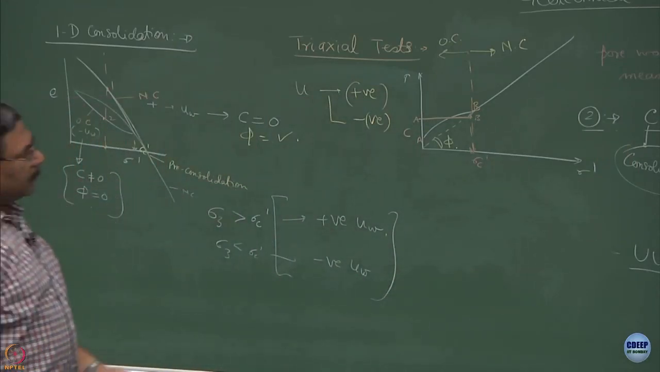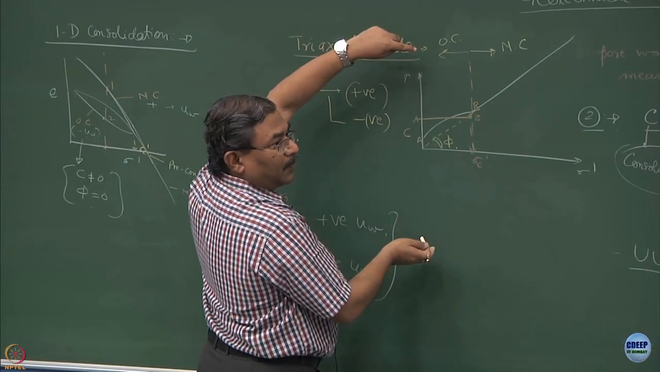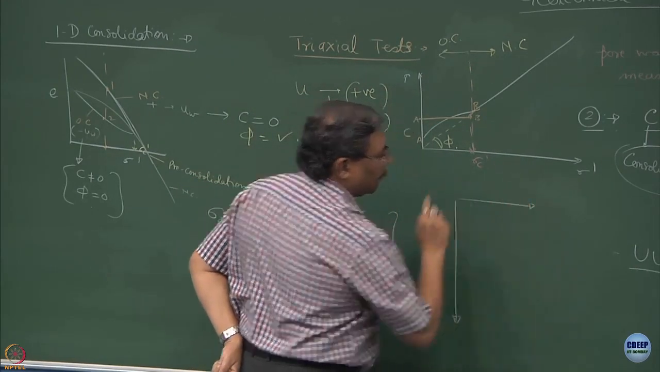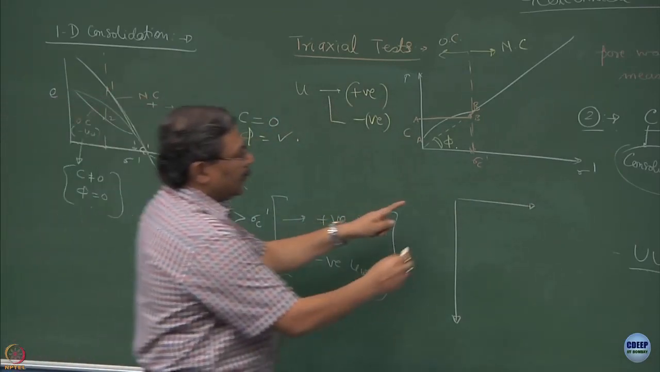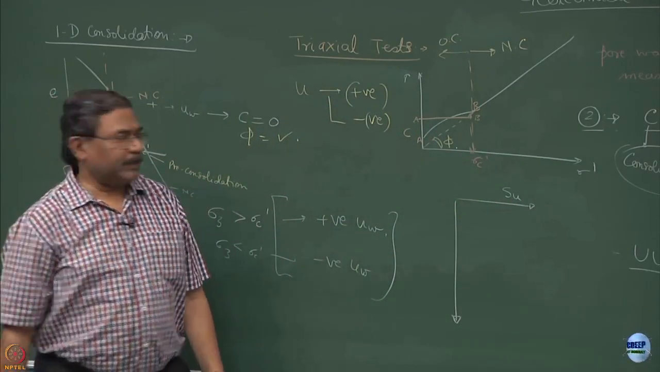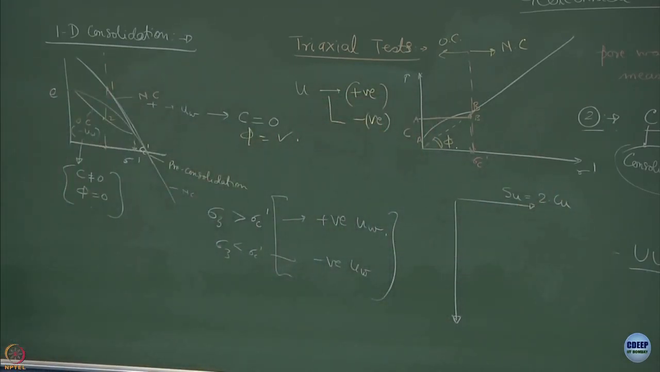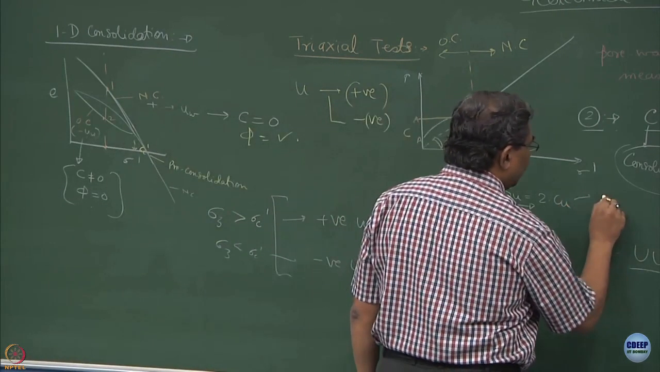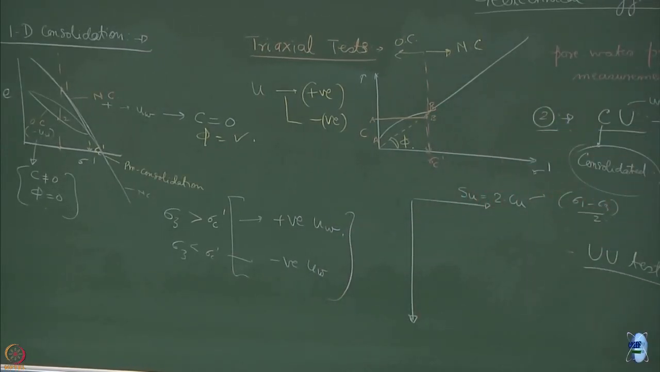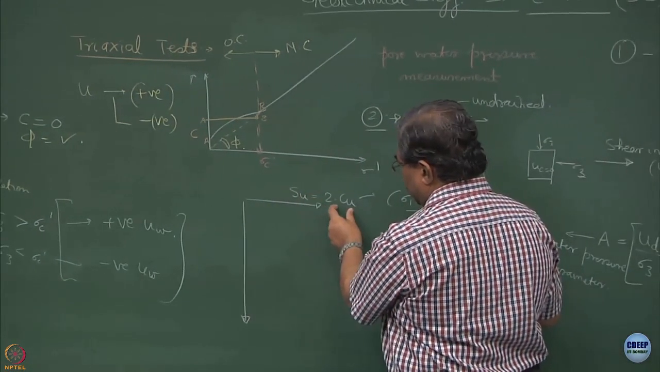What is the practical applicability of this situation? If I rotate this curve by 90 degrees, what is going to happen? This becomes your undrained shear strength, Su, which is equal to 2 times Cu. Because what is Cu? Cu will be equal to sigma 1 minus sigma 3 divided by 2, correct? The Su term is sigma 1 minus sigma 3. This is undrained shear strength, this is undrained cohesion.